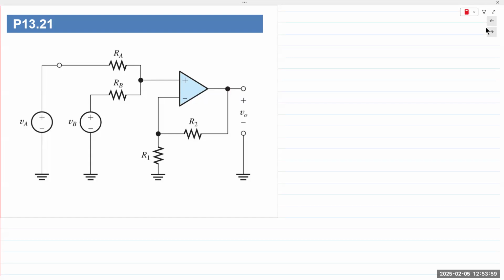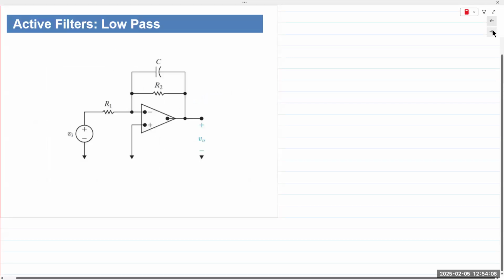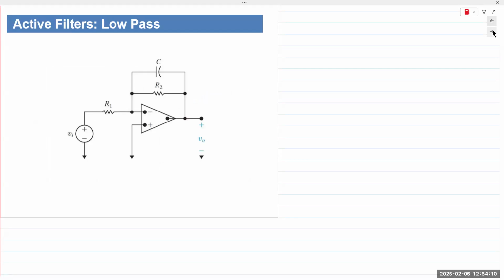Let's see. I want to talk about active filters. So let's do that. All right, active filters. One of the more popular applications for an op-amp is to use it as a filter circuit. So if you remember chapter 6 from EE201, filtering capabilities of capacitors and inductors, you had a passive filter, which looked like this.